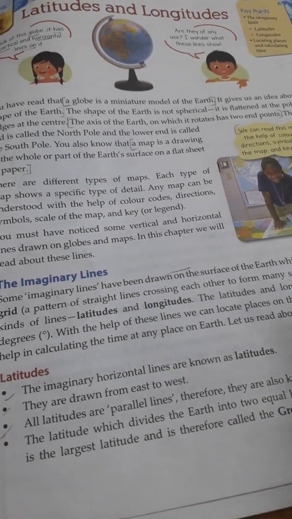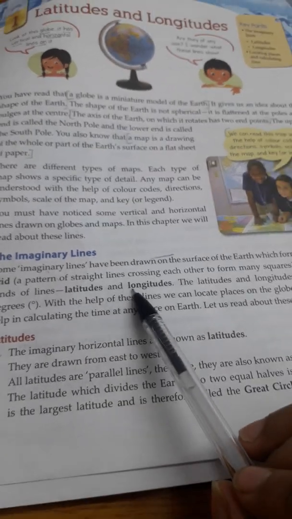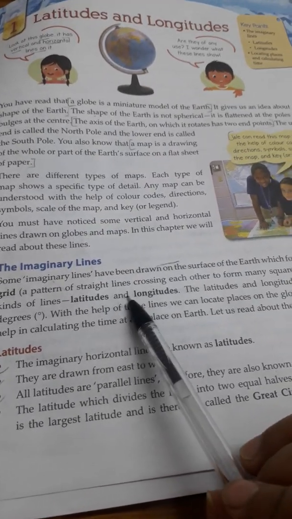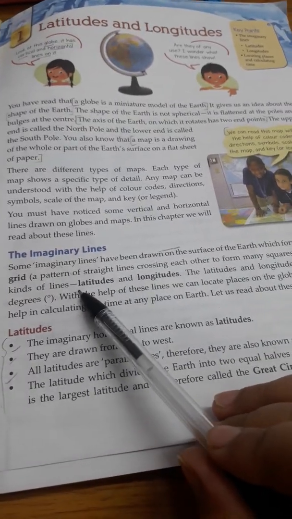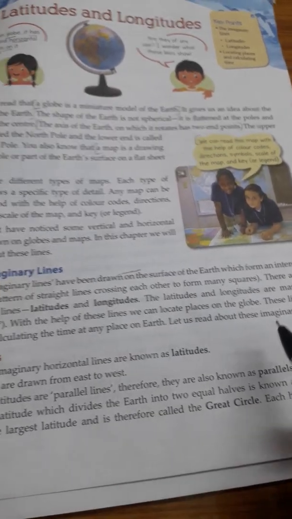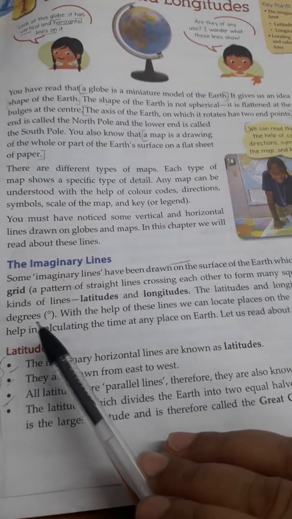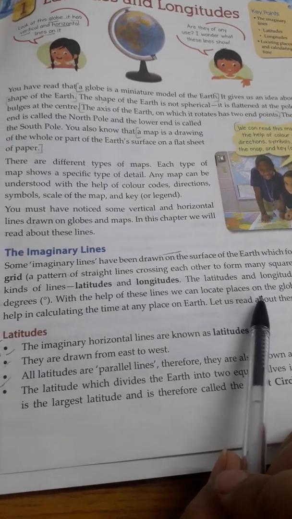In a pattern, straight lines cross each other to form many squares. There are two kinds of lines, latitude and longitude. The latitude and longitude are marked in degrees. With the help of these lines we can locate places on the globe.